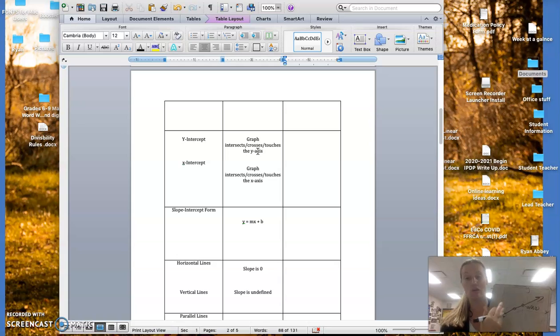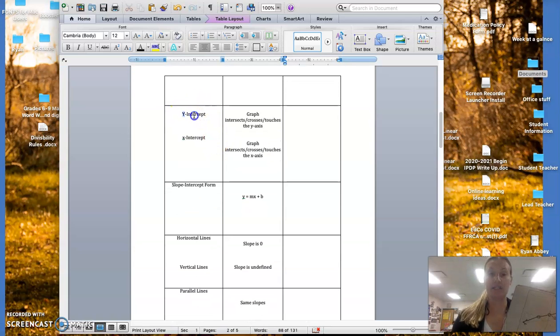So I don't know the exact coordinate point on this one, but it's just that point where it touches the x-axis. Intercept sounds like intersect, so that can help you remember a y-intercept is where it intersects. The y-intercept, this is the one that we are going to use the most. Okay, this is the one that we are really going to talk about with lines and linear functions.